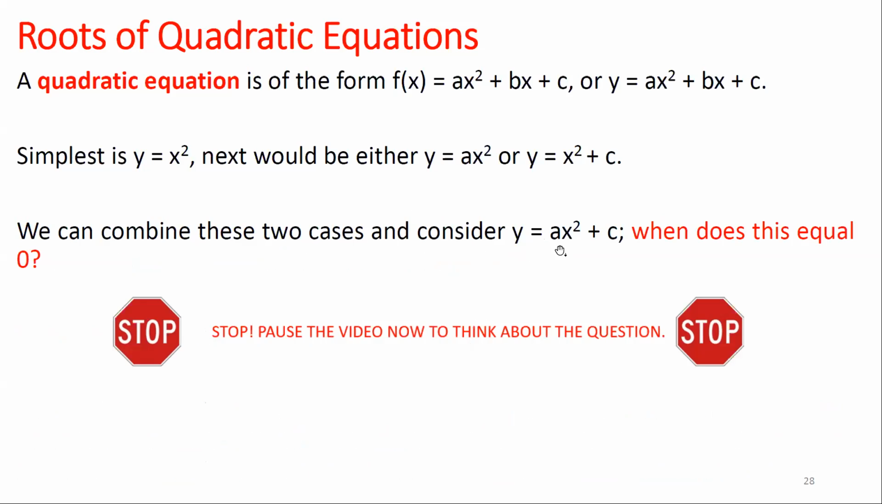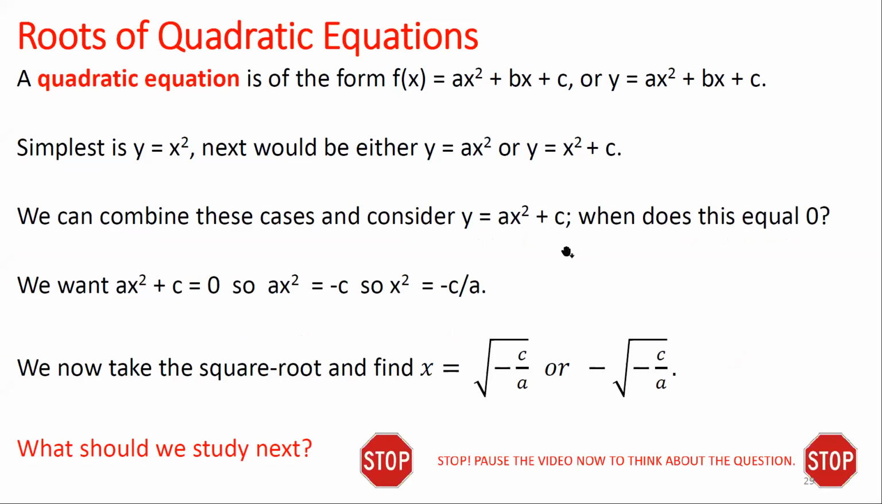So now we can try to combine these two cases. We could try to solve y equals ax squared plus c. So when would this equal 0? Use what you've learned and try to figure that out right now. So we'll pause it. All right. The suggestion was basically just repeat what you did before. So we have ax squared plus c equals 0. We first subtract c and we get ax squared equals negative c. Then we divide by a. We have x squared equals negative c over a. We take the square root and we find x is equal to the square root of negative c over a, or negative the square root of negative c over a.